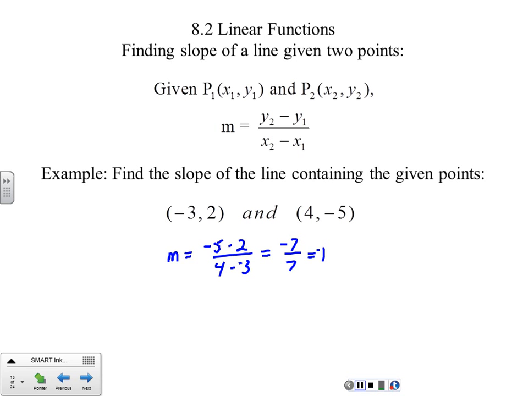Negative 1. Right? y2 minus y1, negative 5 minus 2 is going to be negative 7, over x2 minus x1, which is going to be 4 minus a negative 3, so I guess double negatives plus. And then negative 7 over 7 will reduce to negative 1. Everybody remember how to find slope? Okay.